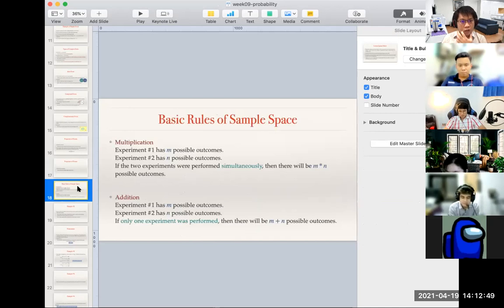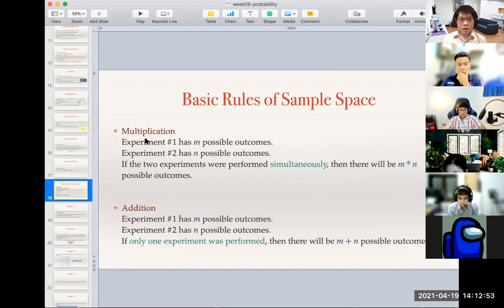And then the basic rules of sample space here. There are only two basic rules for a sample space, multiplication and addition. For multiplication, let's say experiment number 1 has m possible outcomes and experiment number 2 has n possible outcomes. If these two experiments are performed simultaneously, then there will be m times n possible outcomes.